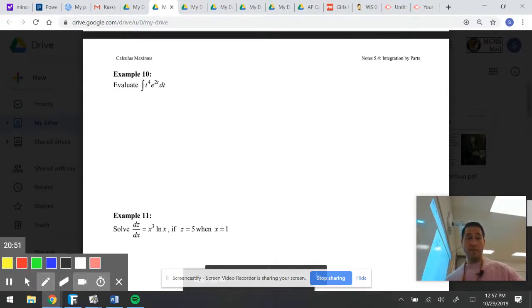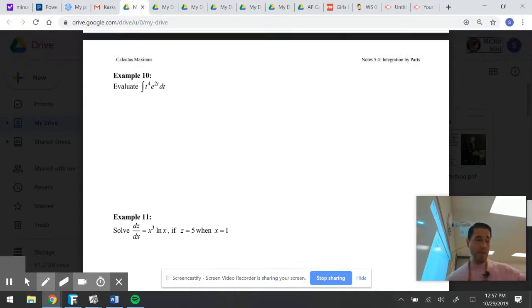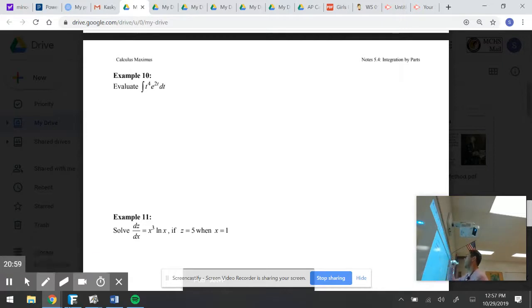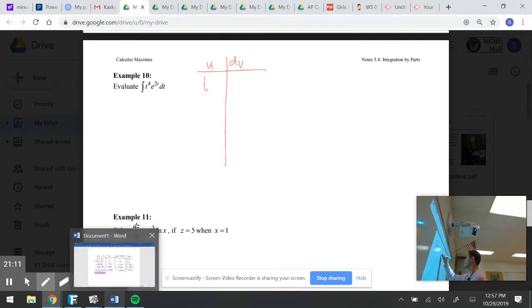All right, class, if it runs out this time, you're on your own, okay? Let's hope that I can get a couple more examples in here for you. Here we go. Let's do the tabular method. So I have my LIPET. U is logs, no logs. Is there any inverse trig? There's no inverse trig. Is there a polynomial? For sure there is. It'd be t to the 4th. And then that's just the other one.